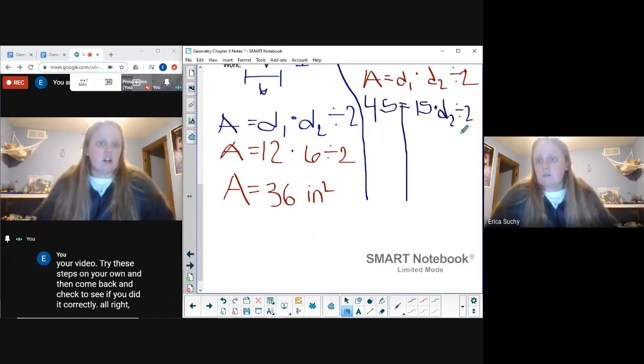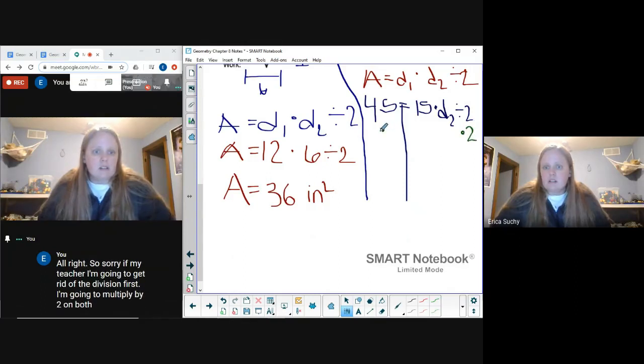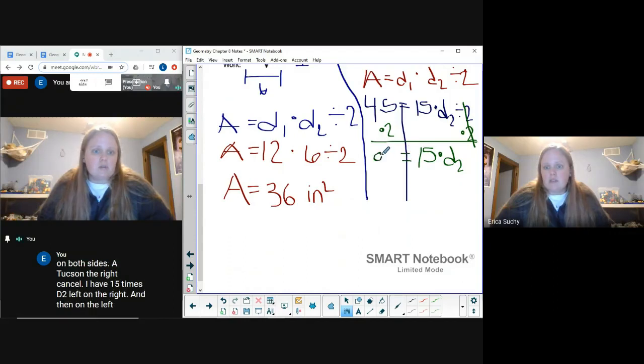All right, so starting with my t-chart, I'm going to get rid of the division first. I'm going to multiply by 2 on both sides. The 2's on the right cancel. I have 15 times D2 left on the right. And then on the left, 45 times 2 is 90.